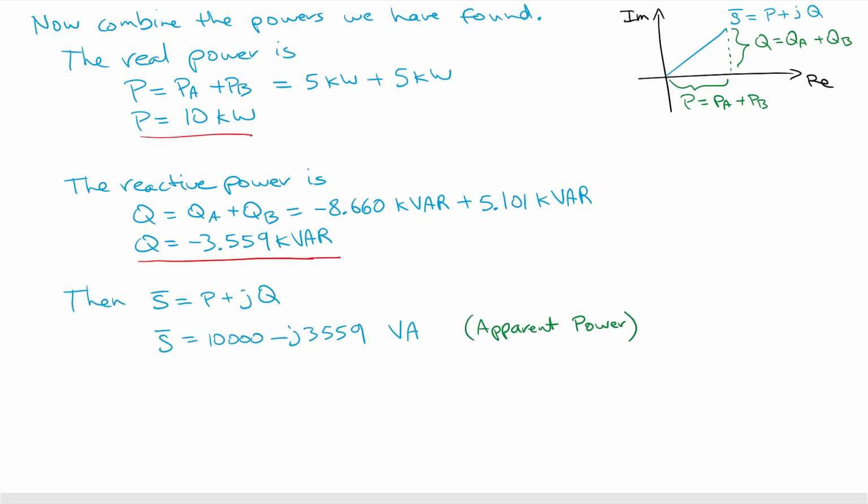And then we can combine these two because these are in rectangular coordinates. We have the real power is 10,000, and then the reactive power is negative, so we have a negative j, so this component lies on the negative imaginary axis, and its value is 3,559 vars. Of course, the units of the complex power phasor are in terms of VA, and that's apparent power.